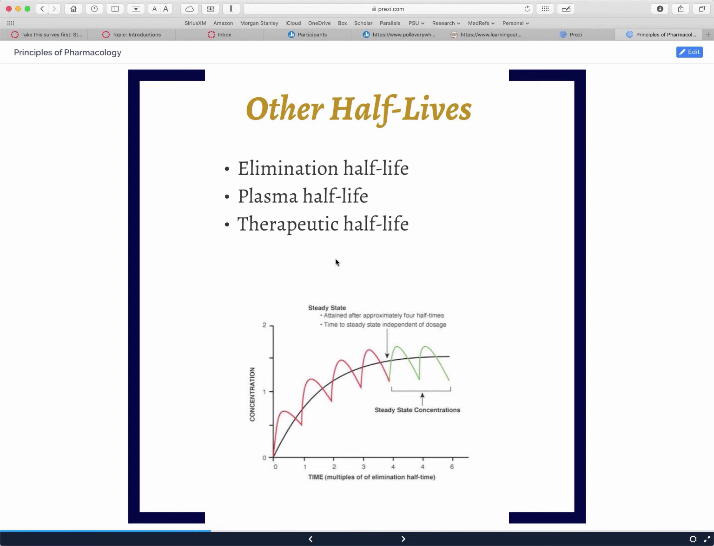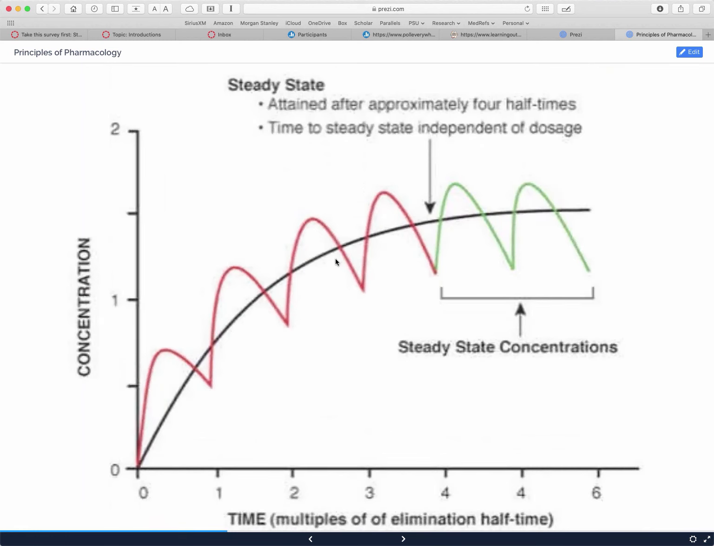So let's look at it this way. This is so important for you to understand that we're going to spend a little time talking about it now. We're going to spend a little time later in the semester talking about it. We're going to spend more time in the semester talking about it. And by the end of the semester, this is going to be ingrained in your brain because it's so important.